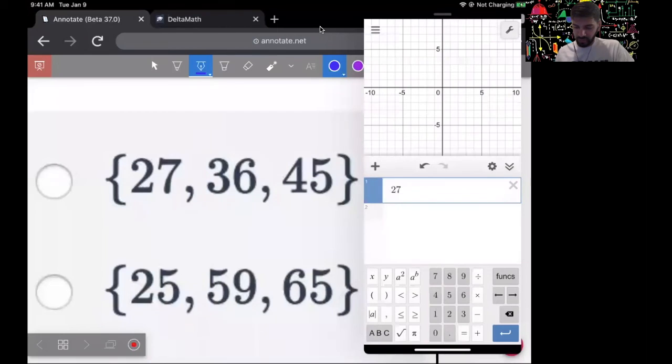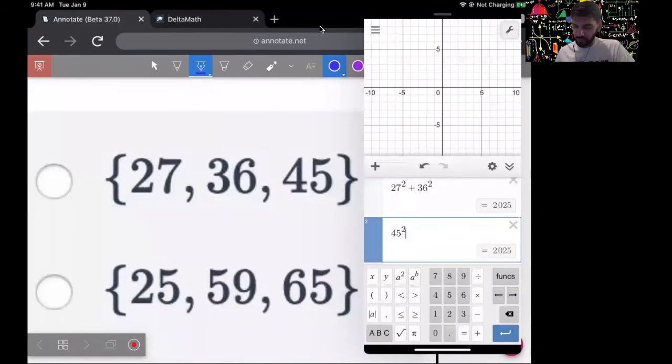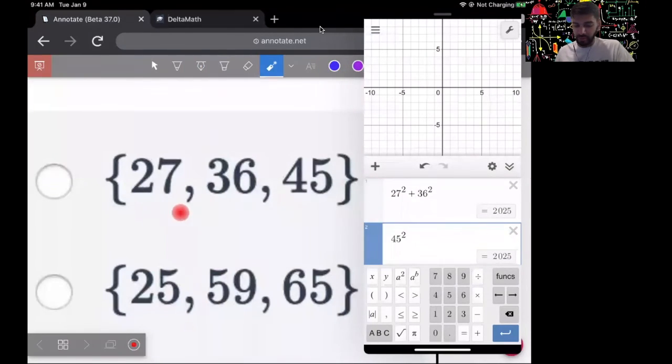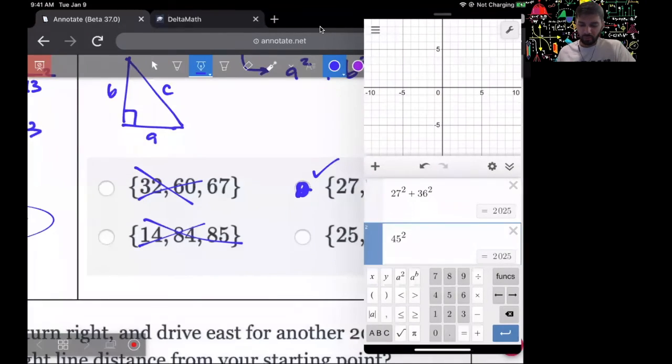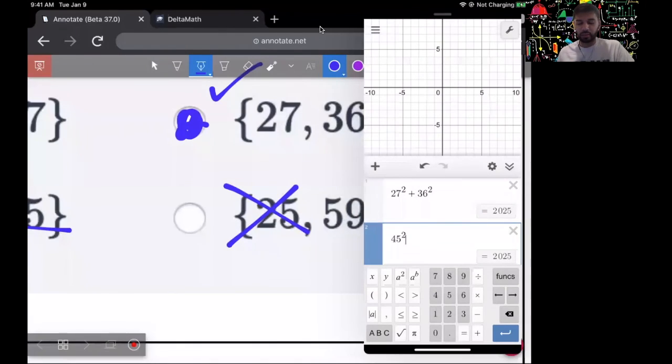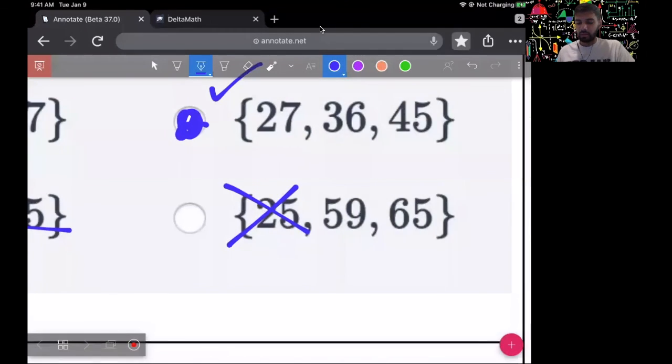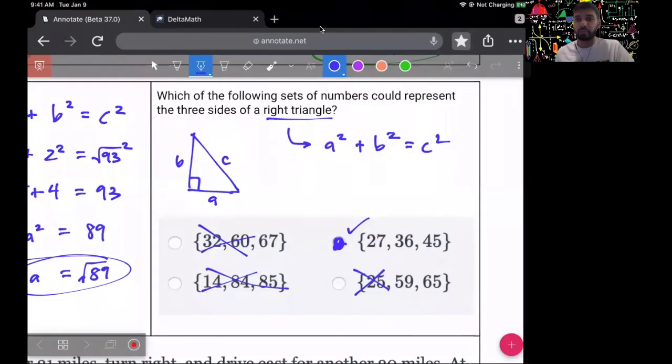I'll try 27 squared plus 36 squared, and then I'll do 45 squared. Okay, those two look like they're equal to each other. So it looks like this is my answer choice because I used the 2 shorter sides as a and b, and then c squared was right here. They both end up equaling the same thing. So this is my answer choice. Okay, and you could probably check the last one. It's not going to work. So that's how you would test out those types of problems, just check which of the combinations worked.